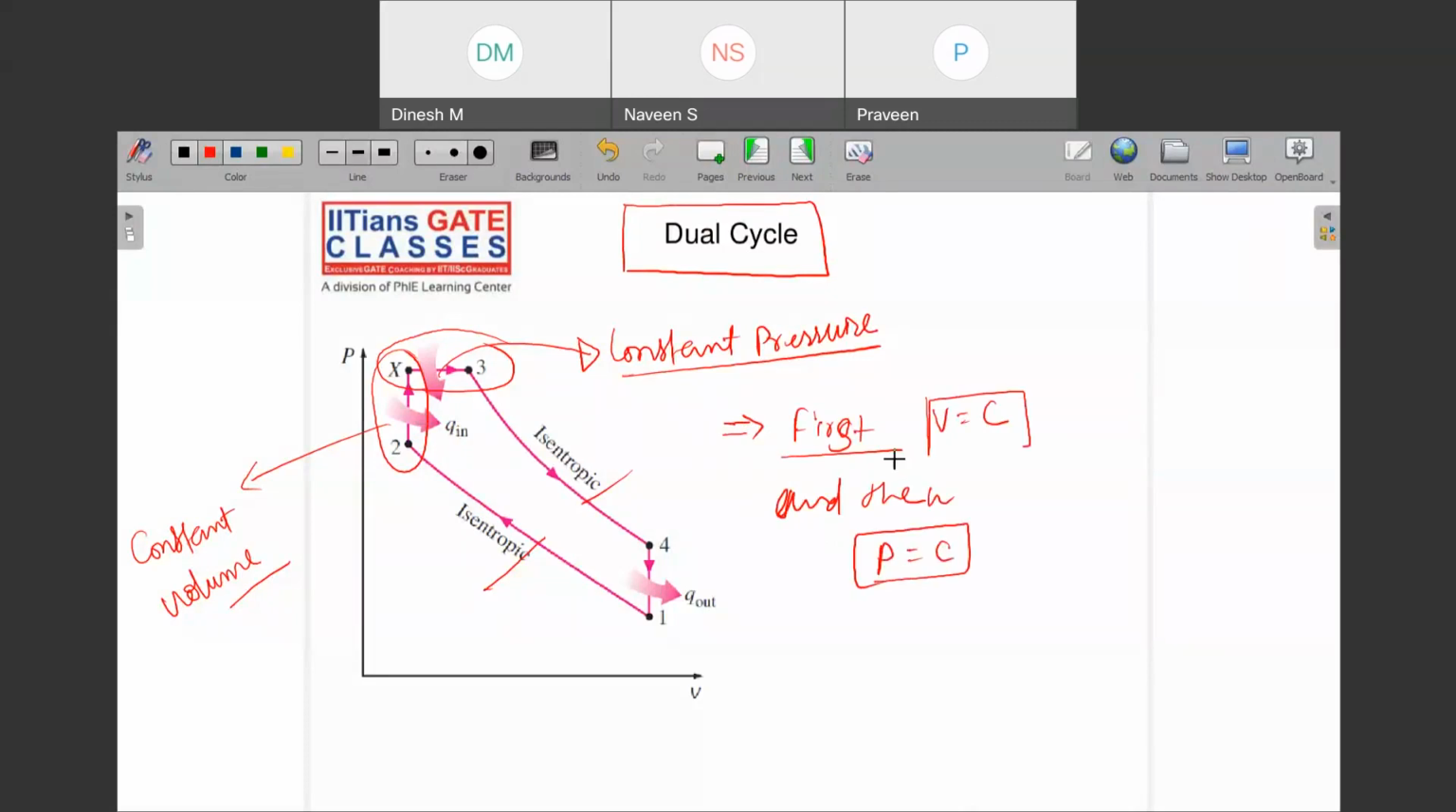Can you see, first we added heat at constant volume, and then we added heat at constant pressure. So this is about the dual cycle. The efficiency formula is a bit complicated, and most of the time you are not supposed to remember it. You should just know what processes are involved in this one, and this is it.